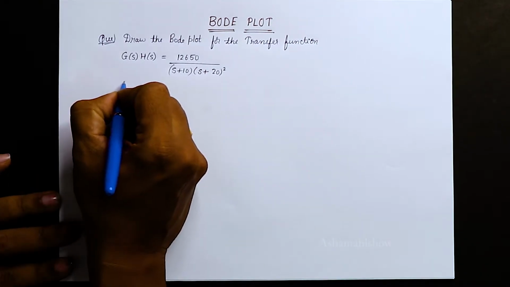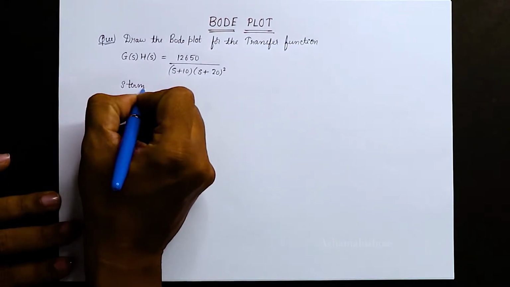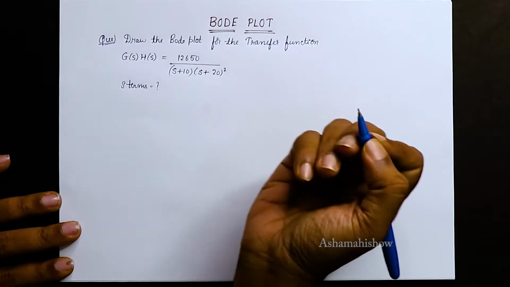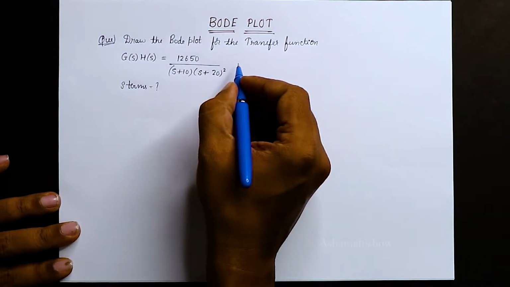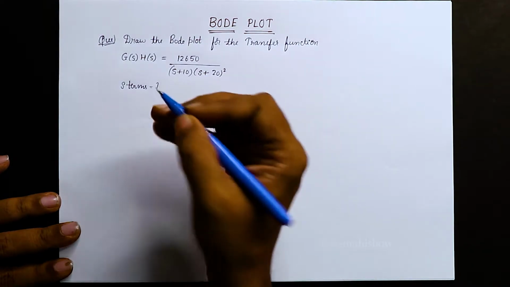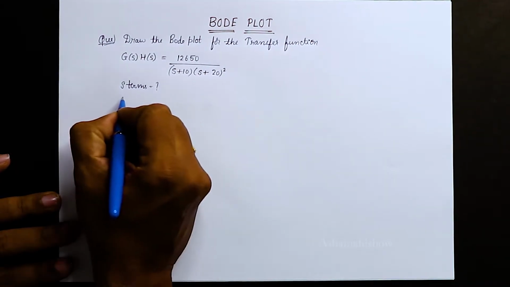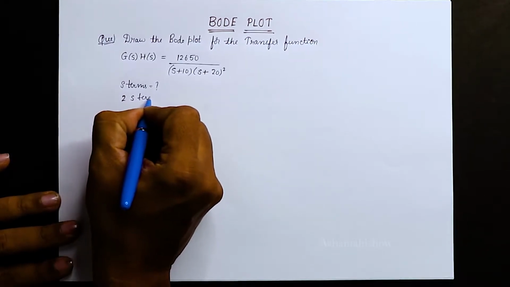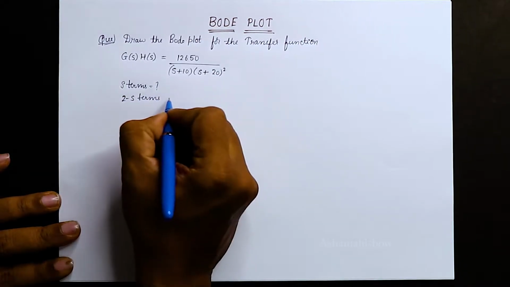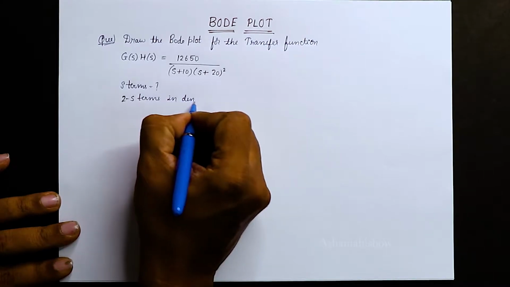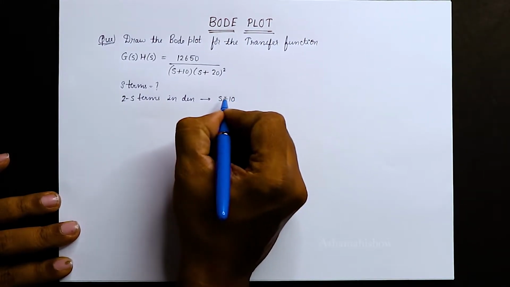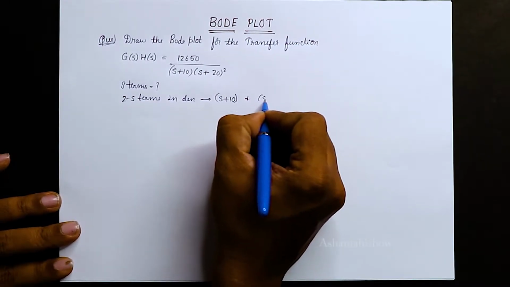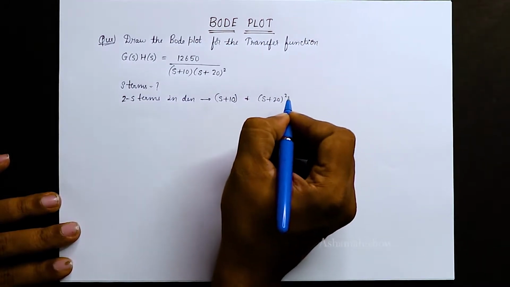So how many s terms are there? Of course, from the problem, we don't have any s terms in the numerator and we have s terms in the denominator. So how many s terms do we have? We have two s terms in the denominator, and they are s plus 10 and s plus 20 whole square.